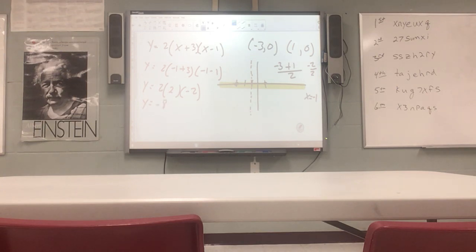And that makes sense because we said it was going to open up, so it needed to be down lower, so I'm going to go left 1 and down 8. Put that over there on the dotted line, and there you have your vertex. Whoa, that was bad. I'm going to erase that. I didn't get anywhere close.